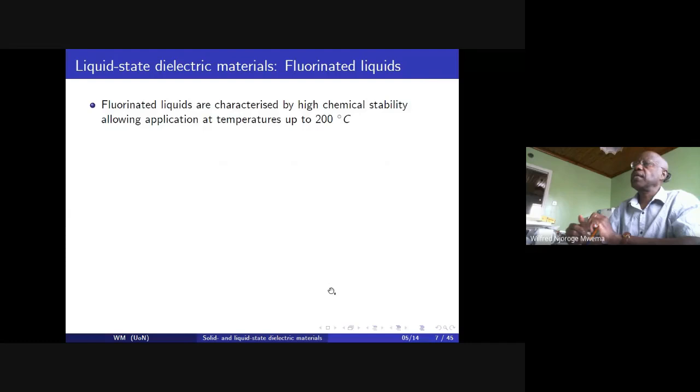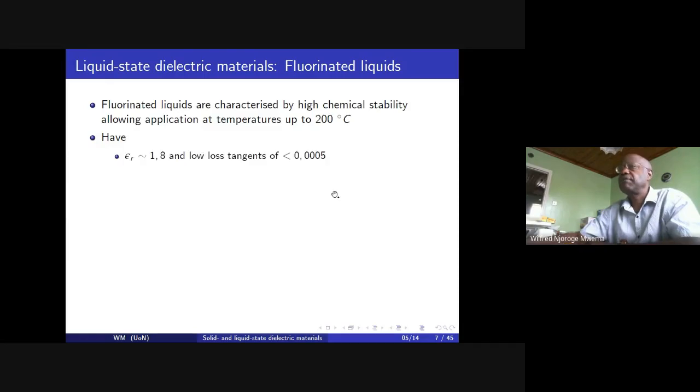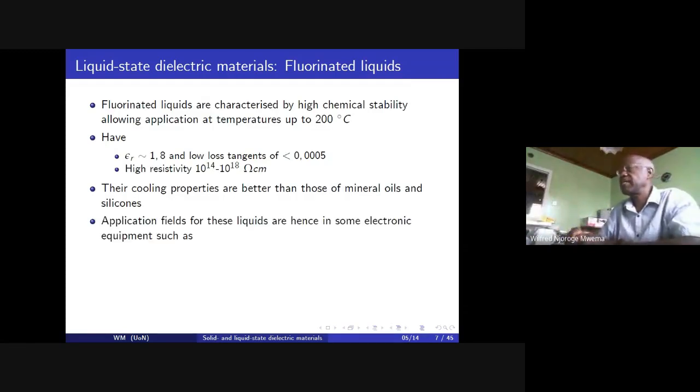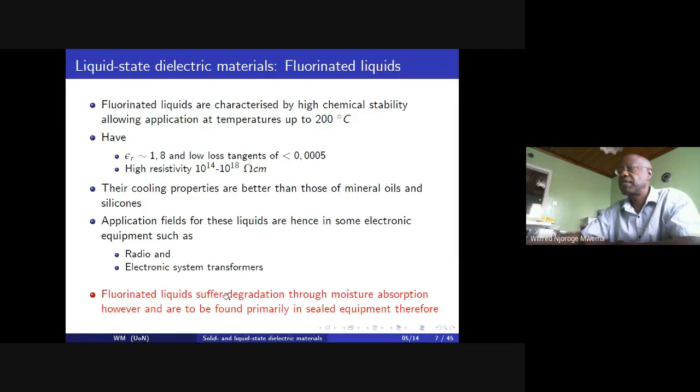So fluorinated liquids are characterized by high chemical stability, and that's why they were used in the first place, allowing applications up to temperatures of 200 degrees C. So these have epsilon R of around 1.8, low loss tangents of less than 5 times 10 to the minus 4, and high resistivity, which is usually about 10 to the 14 to 10 to the 18 ohm centimeter. Their cooling properties are better than those of mineral oils and silicones, and application fields of these liquids are hence in some electronic equipment, such as radio electronic system transformers. Again, chlorinated fluids suffer degradation through moisture absorption, however, and are to be found primarily in equipment that will be operated in a sealed form, that is hermetically sealed.